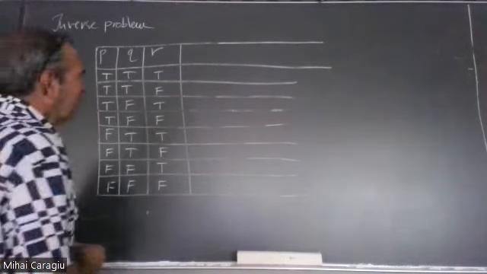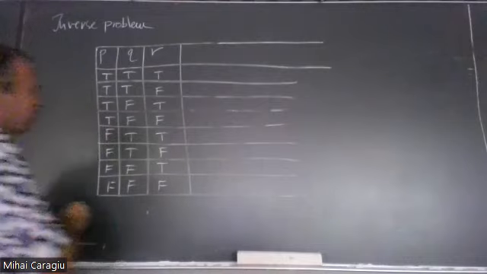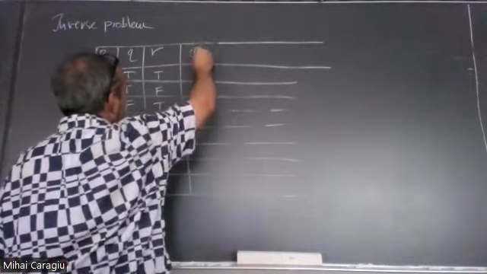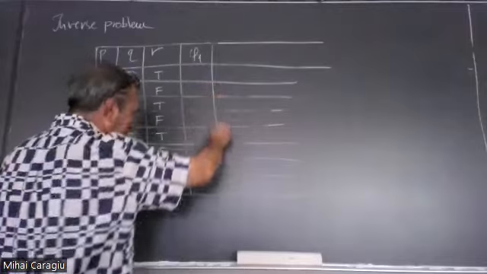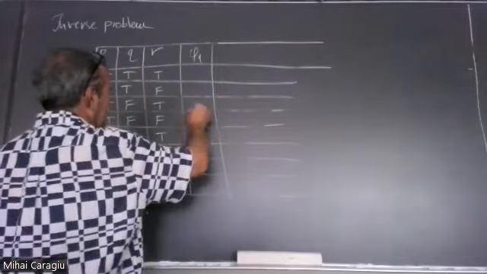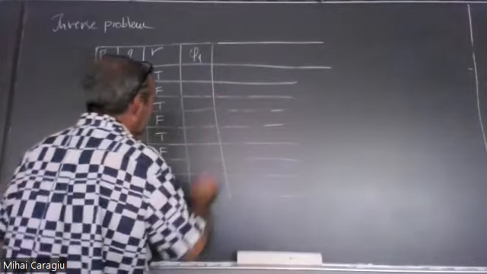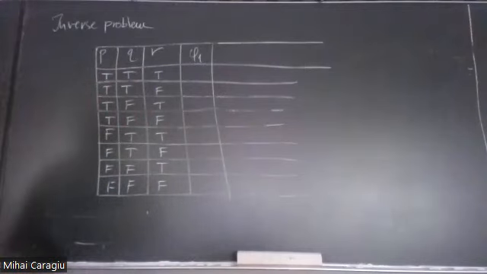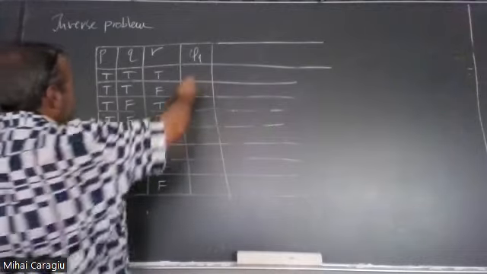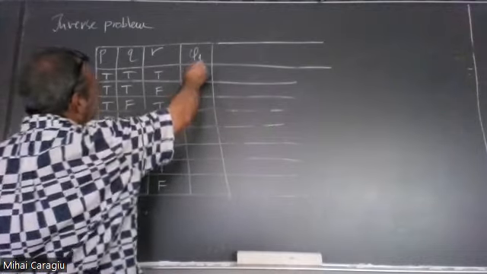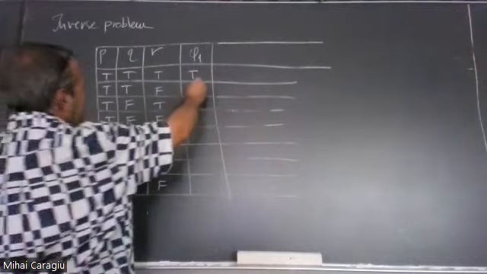Now, I want to put more problems for the price of one, in a sense. So let's put phi 1. Phi 1 is a compound proposition which you have to find. So let's assume that in the column of phi 1 we have a single T. So let's put T here, and then F's.